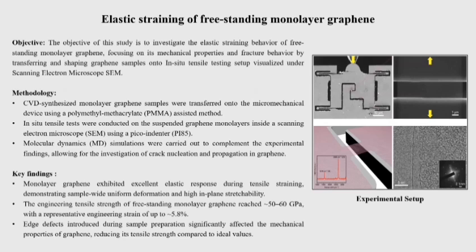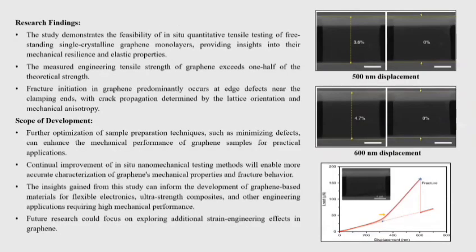The key findings of the research include monolayer graphene exhibiting elastic response, demonstrating high stretchability, and the tensile strength of monolayer graphene was measured to be 50 to 60 gigapascals, and the sample-wide strain was measured to be approximately 6%. And they also found that the edge defects affect the mechanical properties of graphene. Moving on to the research findings, the research demonstrated that in situ quantitative tensile testing of suspended graphene is feasible, and the measured tensile strength of monolayer graphene exceeds the ideal strength of graphene, indicating that the edge defects affect the mechanical properties of graphene.